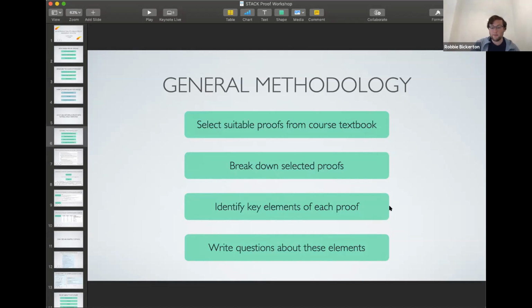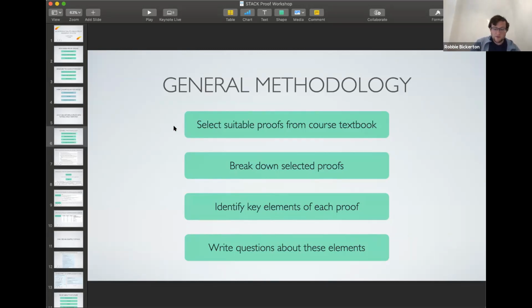So for example, in the famous proof that there are infinitely many primes, this relies on the creation of the integer n, which is a product of all the previous primes plus 1. That could be a key element of that proof, because if a student can remember that they can do that, they're halfway there to proving the theorem. So in order to emphasize that, we may then want to write a question about this element of that proof.